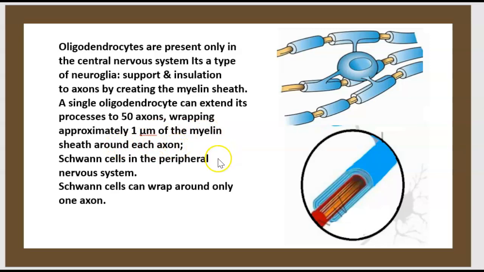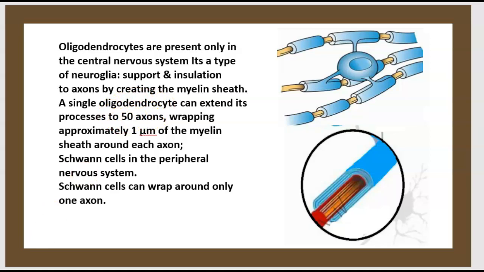However, Schwann cells coming from the neural crest cells in the peripheral nervous system can wrap around only one axon. Schwann cells coming from the crest cells can wrap only one axon. Oligodendrocytes of the central nervous system can extend to 50 axons.